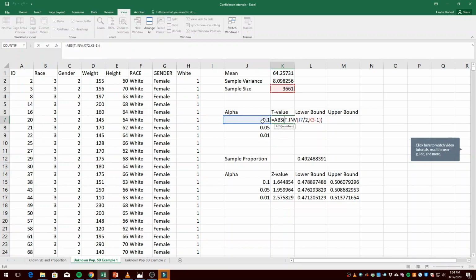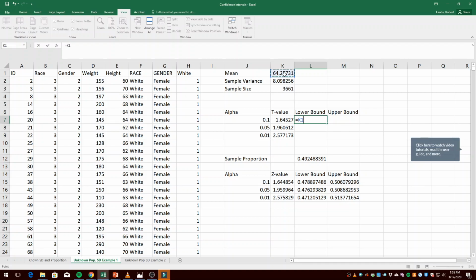So just like before, I want the alphas to update, but now I have to worry about, oh yeah, I'm using the cell reference for the sample size here, and that's not going to change, that's going to stay in the same place, so I don't want that to update as I copy this down. So I hit enter, copy this down.